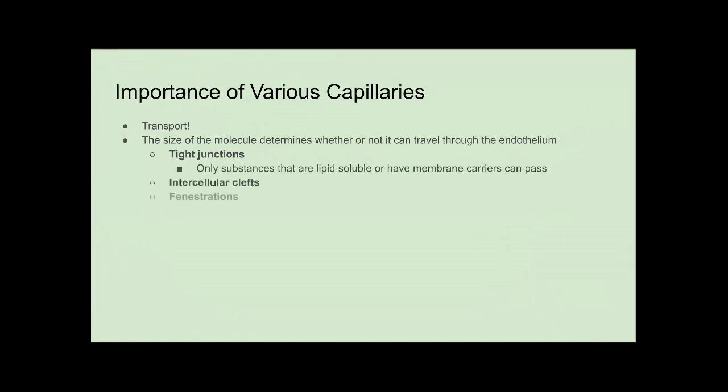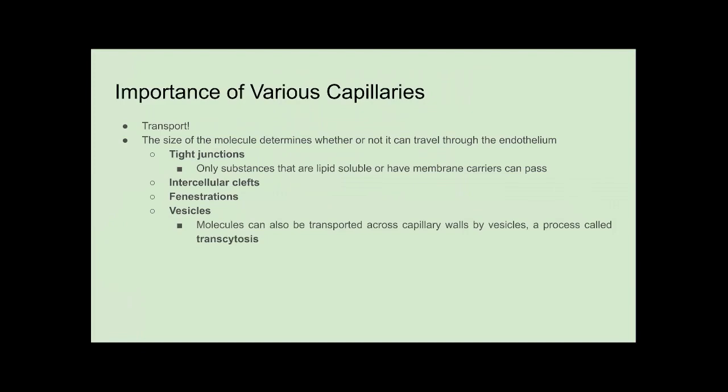But in intracellular clefts and fenestrations, you can have larger molecules pass through. Okay, and then for vesicles, molecules can be transported across capillary walls. That's called transcytosis. So the size of the molecule determines whether it can travel through the endothelium.